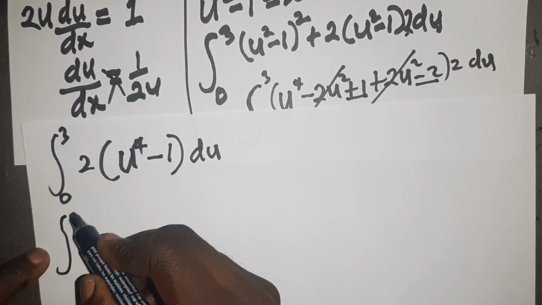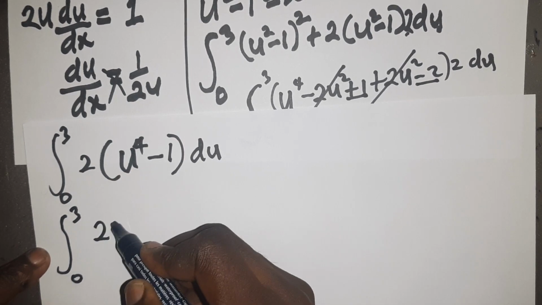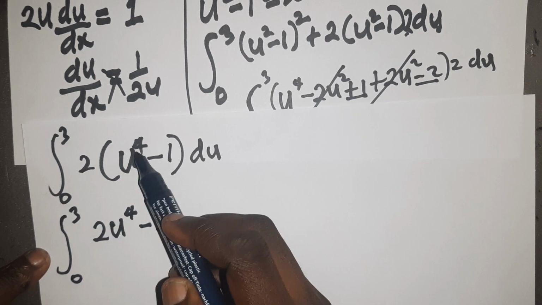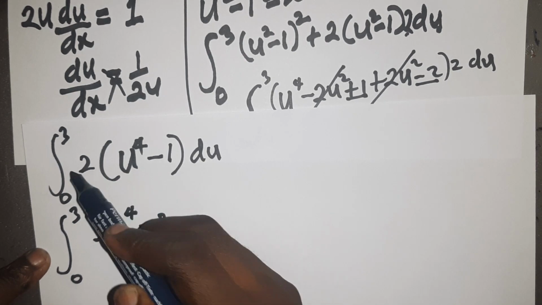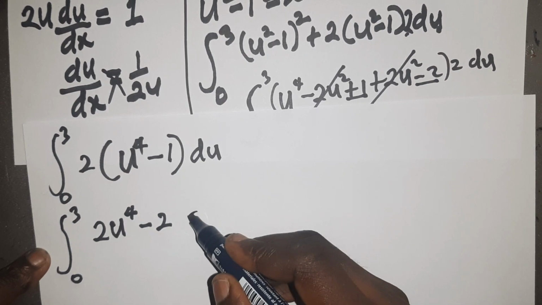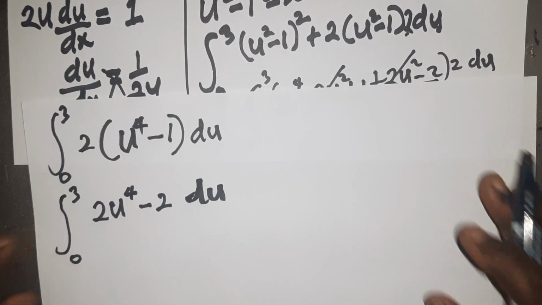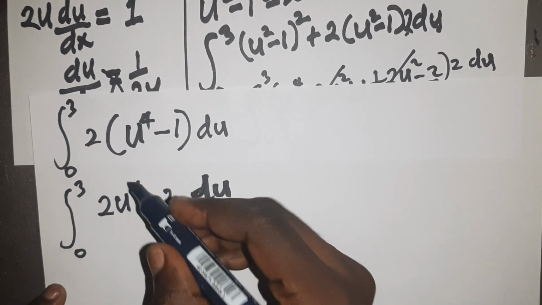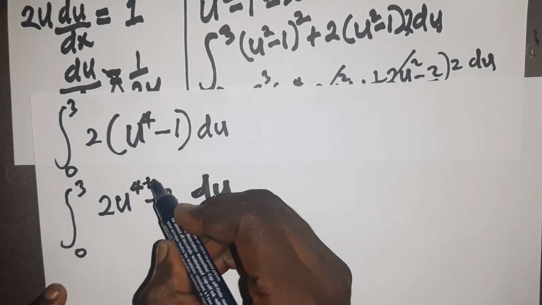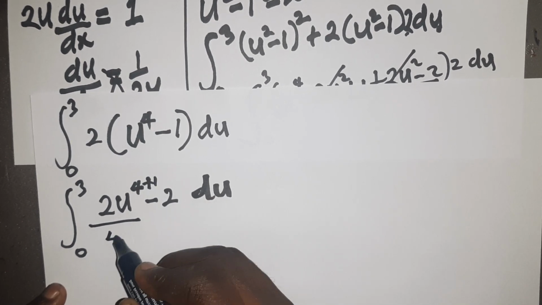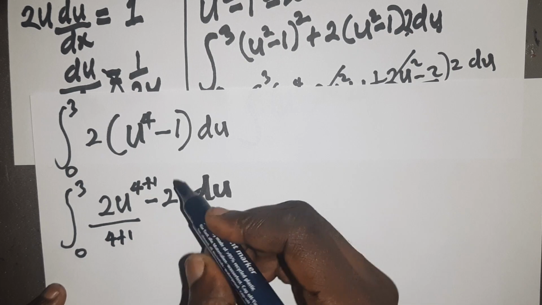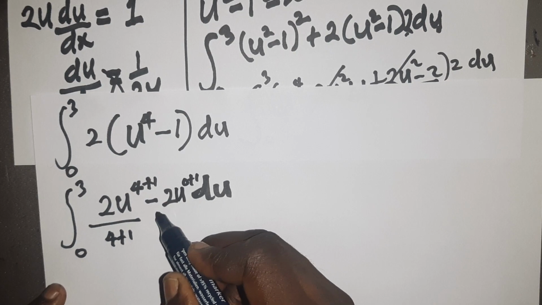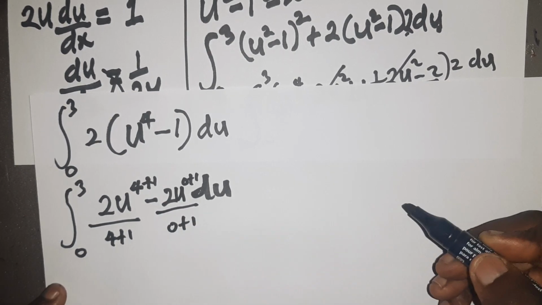So we now have the integral, we have our limits, we now have 2 times u raised to the power 4 minus 1. If you open the bracket, 2 times u raised to the power 4 is 2u raised to the power 4, then plus times minus is minus, 2 times 1 is 2, and we have our du. It is now in standard form, we can now integrate confidently. Remember, here we're adding 1 to the power for the variable, and then we are bringing that 4 plus 1 down here again, and here it is like you have u raised to the power 0, and if you add 1, you add the 0 plus 1 down.